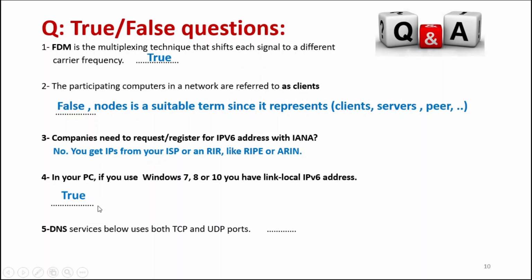DNS services use both TCP and UDP. Here, ignore the word below: DNS service uses both TCP and UDP ports. It means DNS uses two types of transport protocols.